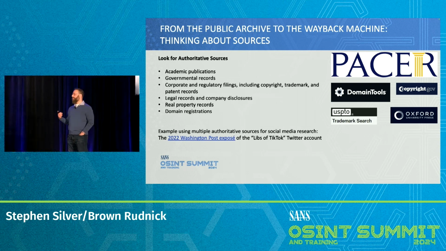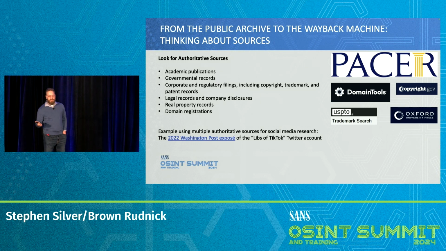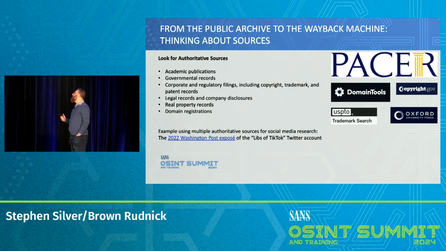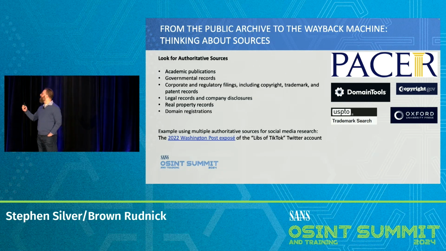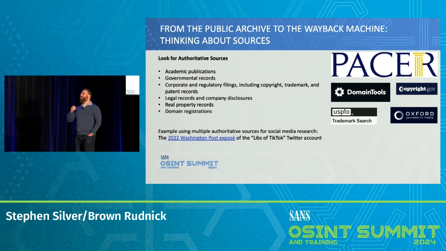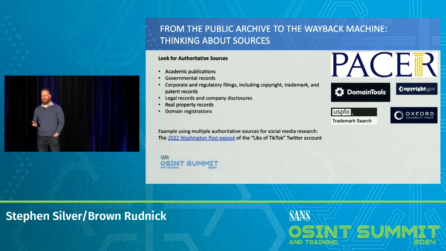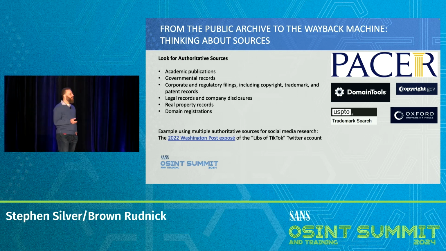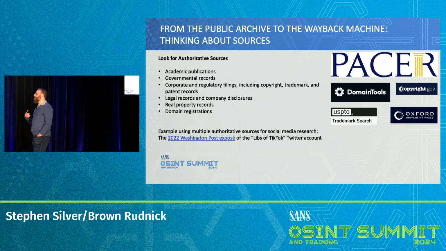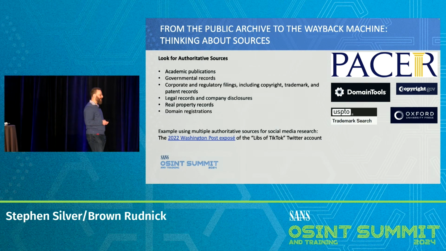But if you're looking at other sources of information, academic publications are a really valuable authoritative source, governmental records are really important, and corporate and regulatory filings, including copyright, trademark, and patent records, I find to be very helpful. What's good about corporate, regulatory, and legal records is they have legal weight to them, in that providing false information or falsifying them can lead to real criminal penalties. So those I find to be very valuable. Domain registrations less so, but I put them under authoritative sources because I find a lot of the time that historic domain registrations contain information that is scrubbed later on. That's change over time right there.